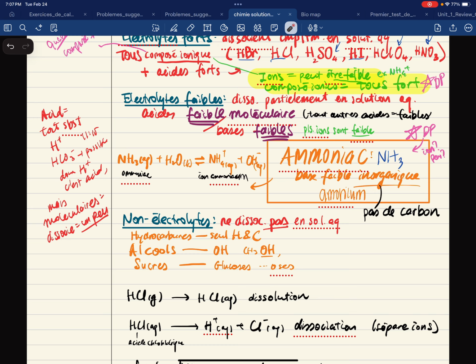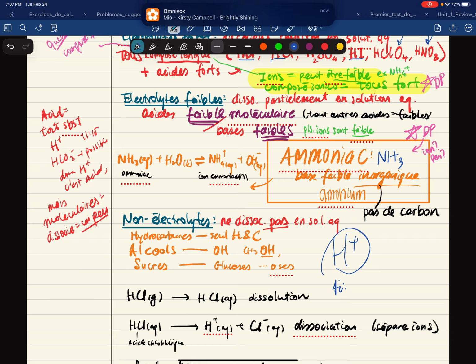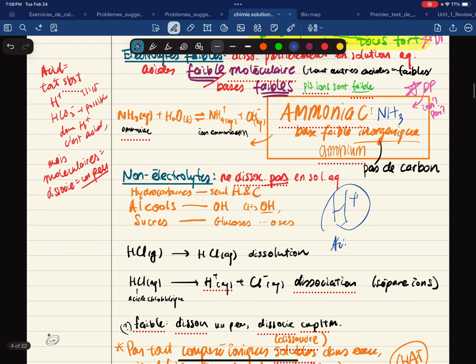So acid and base, all you need to know is that acid is something that will give an H+ ion. So anything that gives a hydrogen plus ion is an acid, and anything that takes away, anything that receives the H+, is a base. So if it receives it, it's a receiver of the H+, so it's the base. And whoever gives the H+ is the acid.